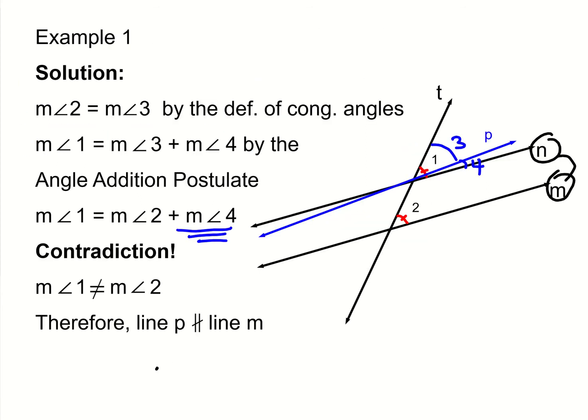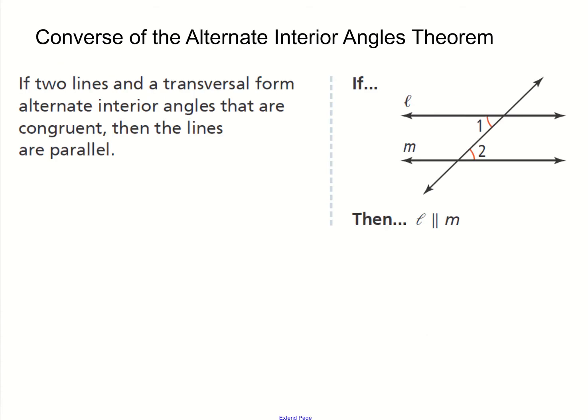So therefore, this is the symbol for therefore, line P or line M is parallel to line M, which is what we're trying to prove. And so we go ahead and end the proof there with a box to indicate that we finished the proof. So this is a proof by contradiction. Now, if you don't understand this too much, that's okay. We're not really going to focus too much on it. The idea is that we have been able to somehow prove that two lines are parallel using this logic.